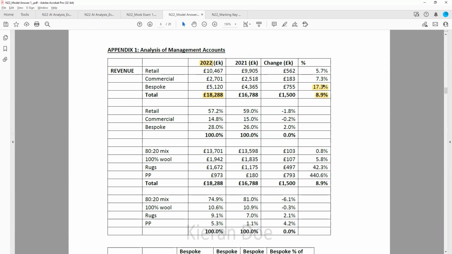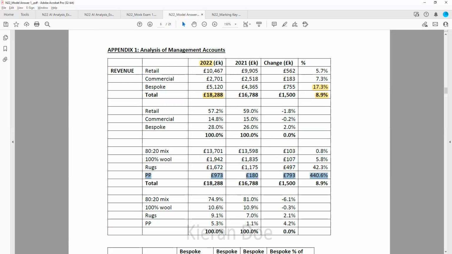Revenue's up for all client types. The mix, you could just sense check your numbers here, but obviously if bespoke has grown the most, then revenue mix will be moving towards bespoke. If retail's growing the least or decreased the most, then of course the revenue mix is decreasing there. So just sense check that, particularly if you've used formulas to drag things down, to make sure you haven't got the wrong reference in there. But that makes sense. And then you can do the same by product type as well.